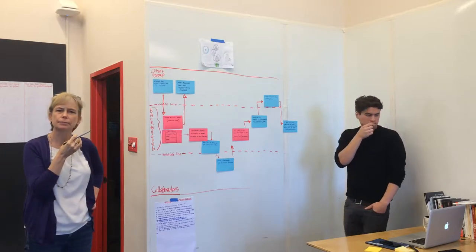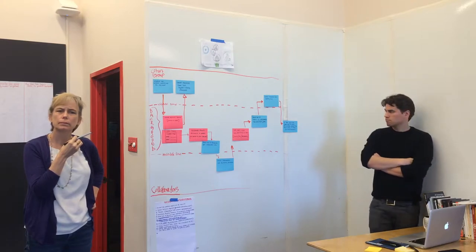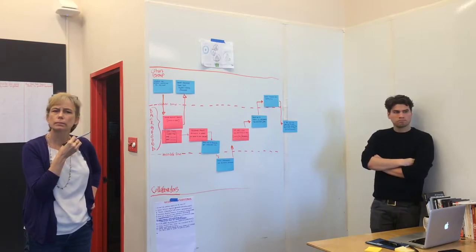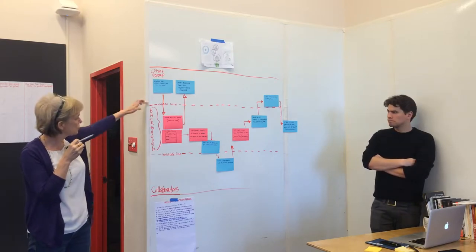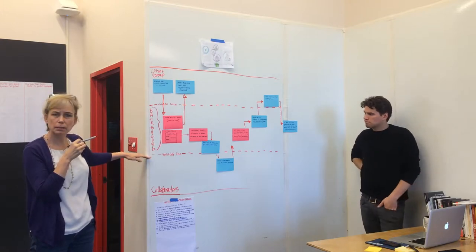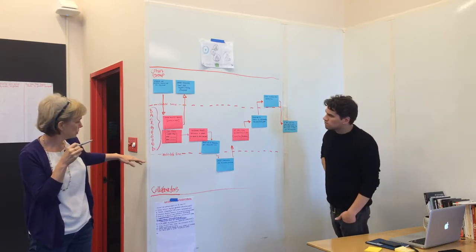Wait, I didn't get that. It's called the line of visibility and the line of internal work that we're doing. So this is the visible line and that's the invisible line? They're supposed to be both visible lines. Oh.